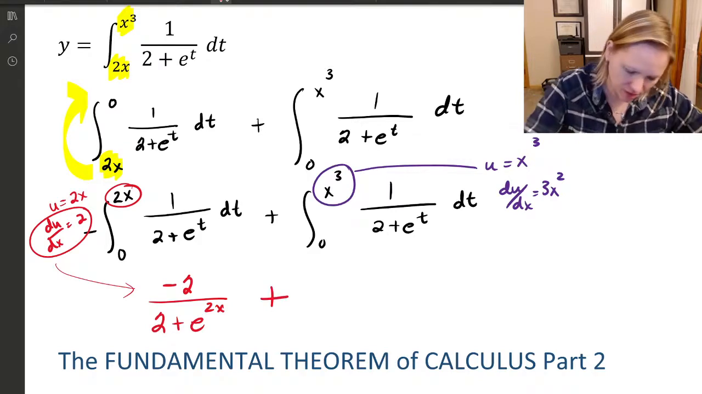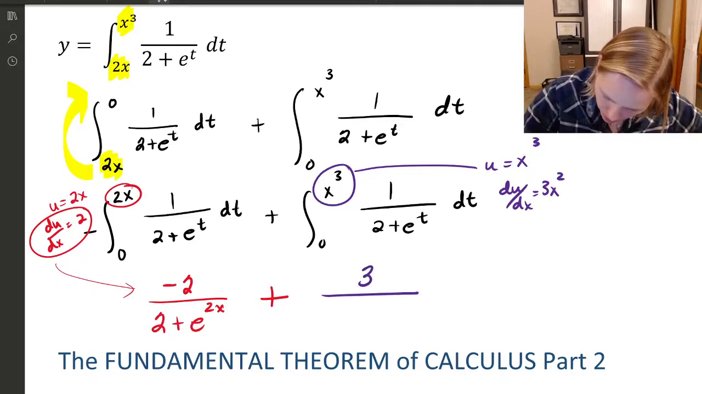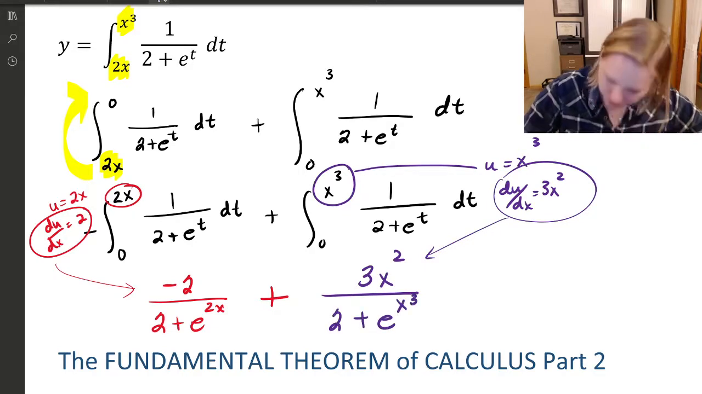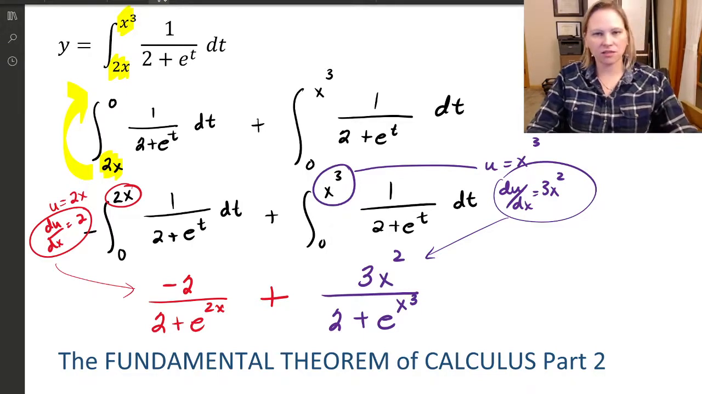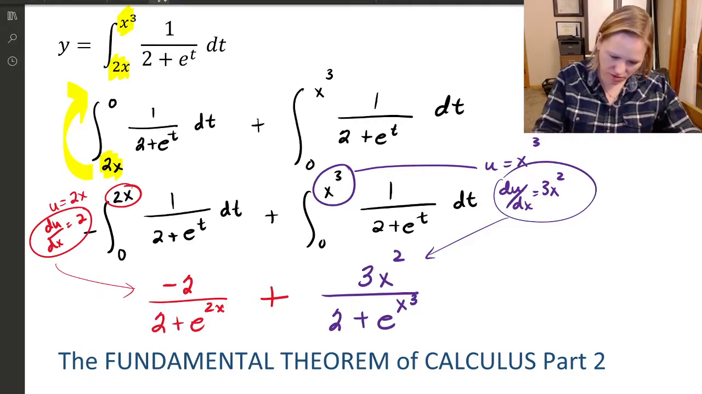plus. All right, I'm going to do this one. I'm going to multiply by 3x squared. So I'm going to put 3x squared up on top. That's my du/dx. And then 2 plus e to the x cubed. Whew. All I had to do was rewrite the t's as x cubed, or in this integral, the t as a 2x. So here is the final answer.